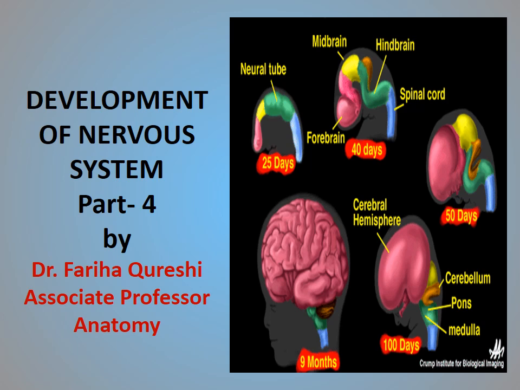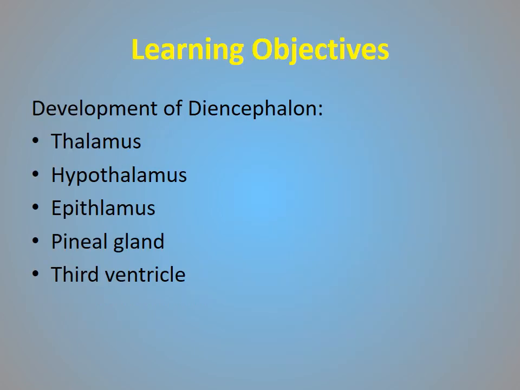This is our fourth lecture on the development of the nervous system. In this lecture, we'll discuss the development of the diencephalon, which includes the thalamus, hypothalamus, epithalamus, pineal gland, and the cavity of the diencephalon, which is the third ventricle.